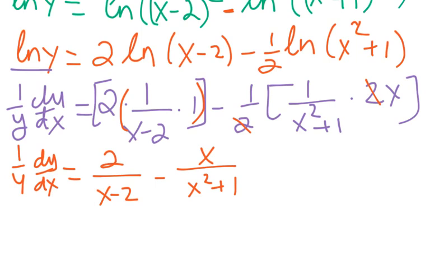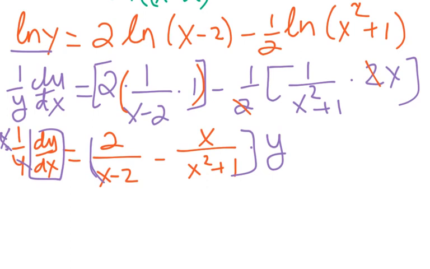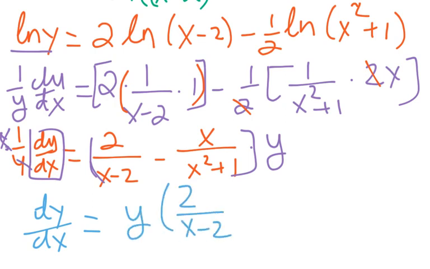Now, when I look at this problem, I have the 1 over y over here, and we want to find the derivative, which means I want dy over dx by itself, so I need to move the y over. In order for me to move it over, I multiply the whole thing by y, right? And multiply this by y. Okay, so the y cancels over here. I will have dy over dx is equal to y times 2 over x minus 2 minus x over x squared plus 1, okay?